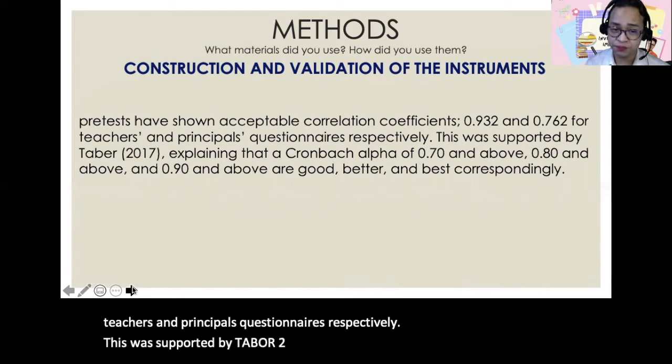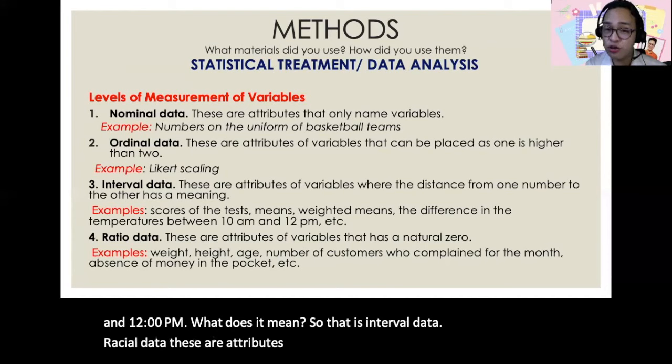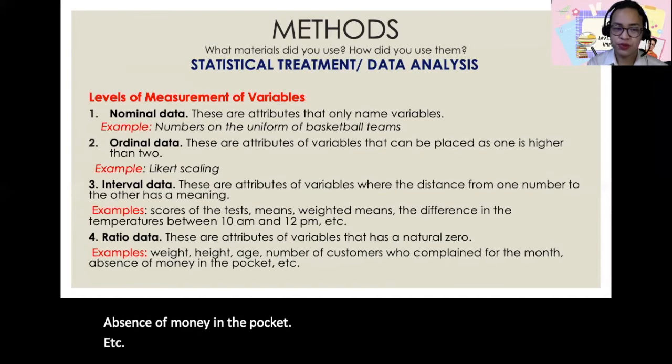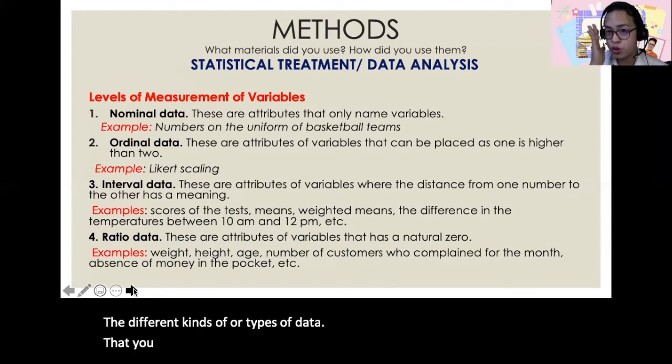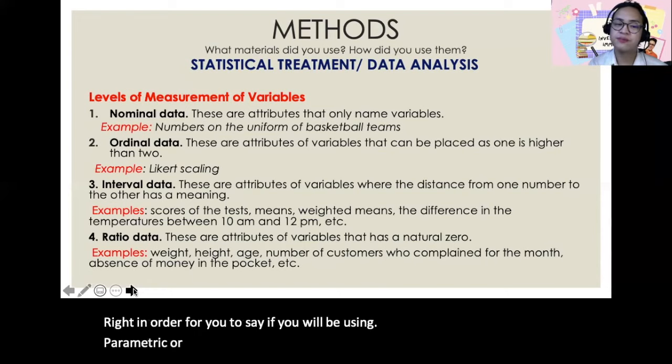Interval data, these are attributes of variables where the distance from one number to the other has a meaning. Example, scores of the test, means, weighted means, the difference in the temperatures between 10 a.m. and 12 p.m. What does it mean? So that is interval data. Ratio data, these are attributes of variable that has a natural 0. Weight, height, age, number of customers, absence of money in the pocket, etc. So these are the different kinds of or types of data that you need to remember in order for you to say if you will be using parametric or non-parametric.